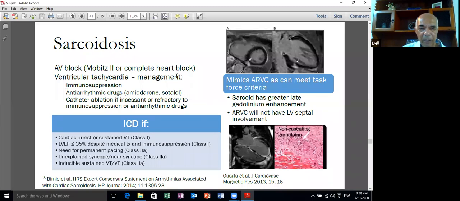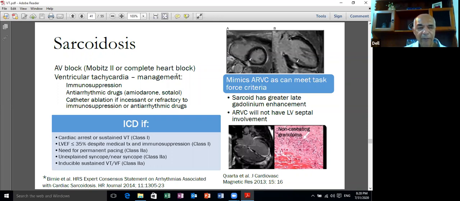hypertrophic cardiomyopathy, but it is not a risk factor, only a psychological risk factor in certain situations like CPVT and Brugada. So sarcoidosis is a condition in which the interventricular septum is predominantly involved and it's associated with the development of heart block and ventricular arrhythmias.